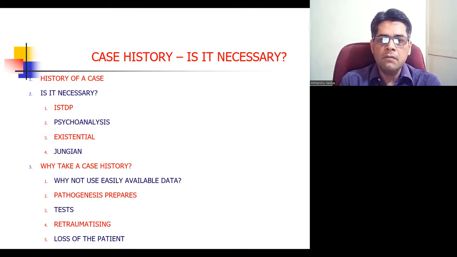History of a person, which includes his entire life story, and the history of the sickness. So history of a case is case history, and by history of a case we mean the life story of the person and the history of the sickness, how it has come into existence and how it has developed. So this is what we call the case history. Second question: is it necessary to take a case history?